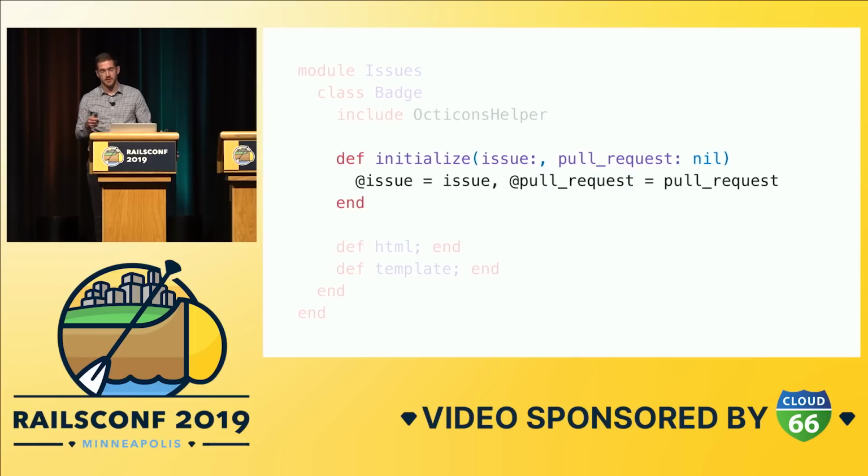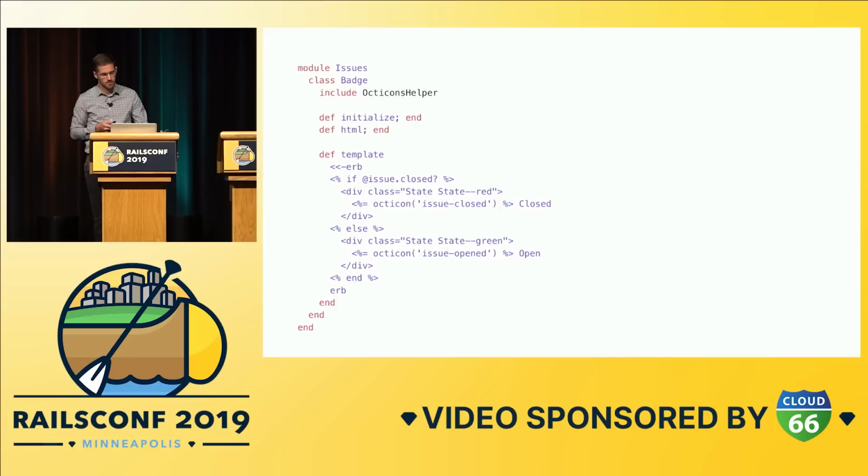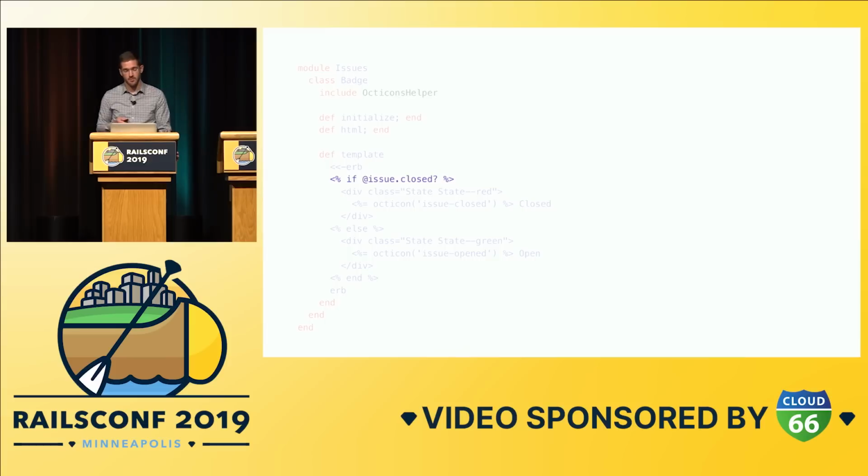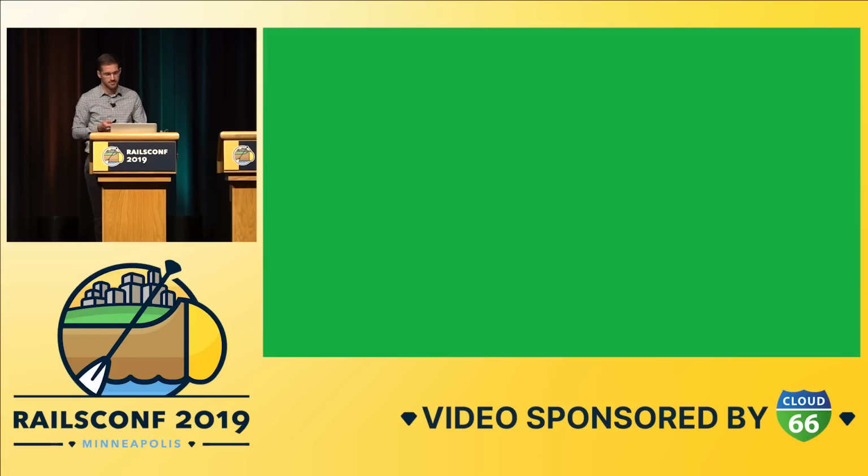So then we'll need to define that initializer on our component. In this case, if you can remember back to the slide about the data model, we're going to need to let pull request be nil, as not all issues have pull requests. So now that we have an issue, we can render it, we can reference it in our template. So if we run our new test, it's green.